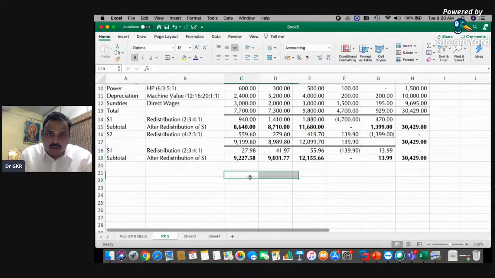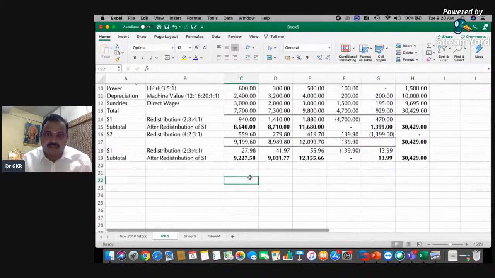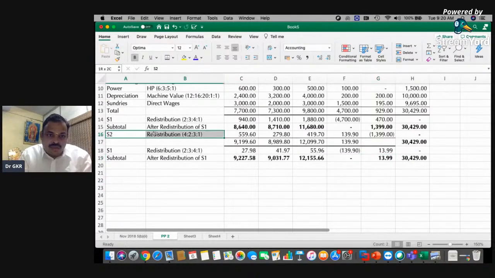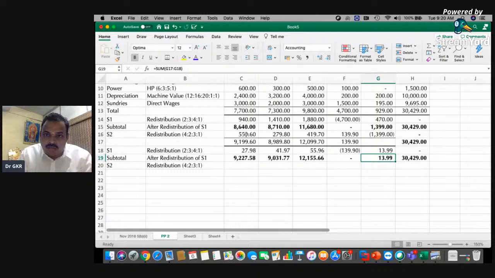So, this is your total. So, 9227.58, 9031.77. And now you have 13.99, which has to be redistributed. So, which is S2. So, this 13.99 will be redistributed. So, how will it be done?